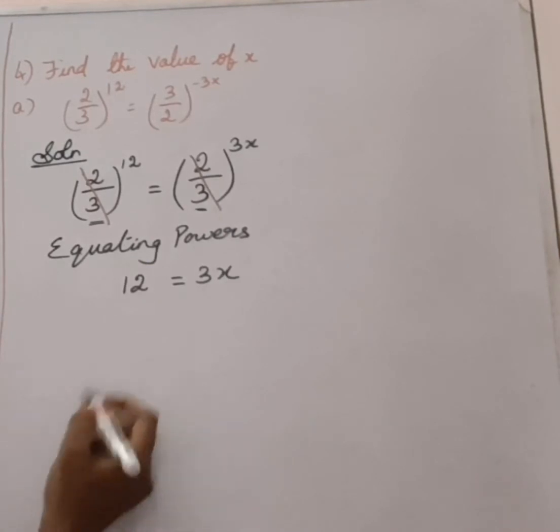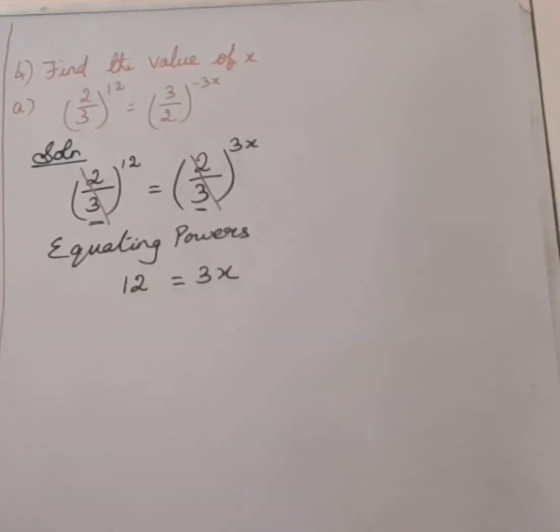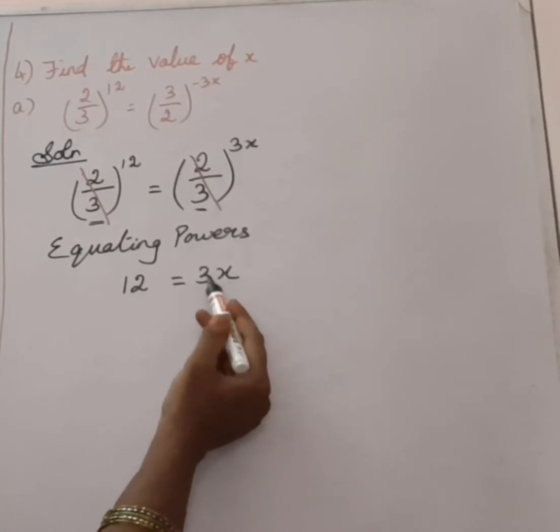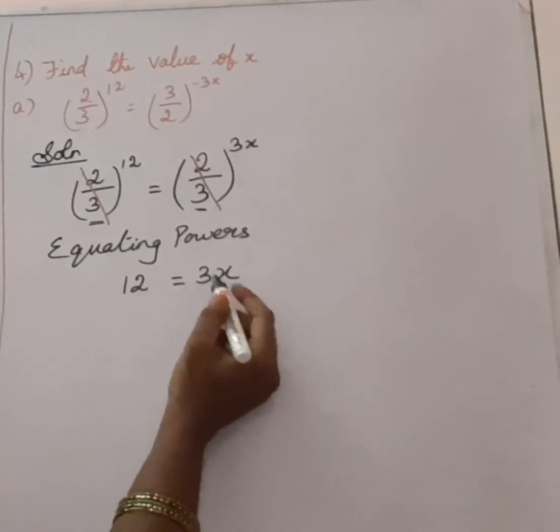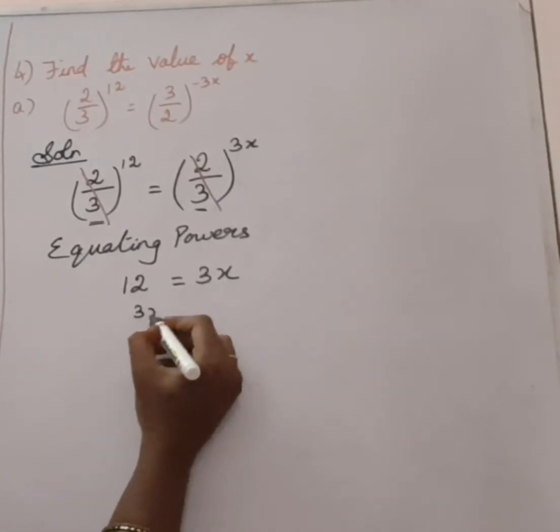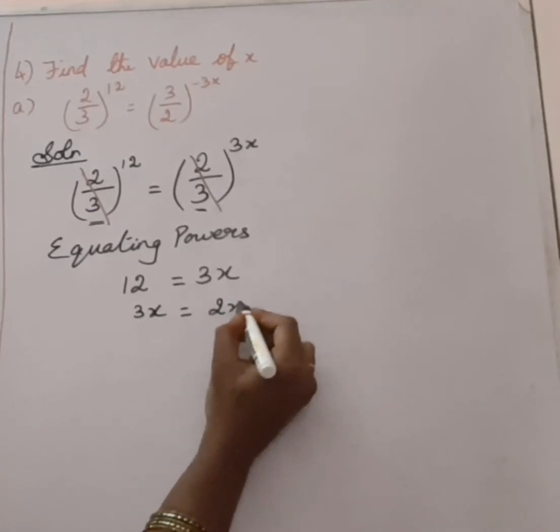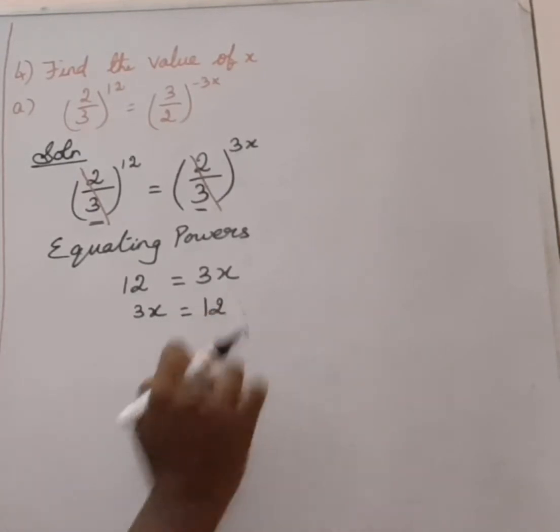Now we have already seen this in the algebraic expressions. How do we get the value of x? Very good. Whatever operation is nearer to the x, we change it to its opposite. The opposite of addition is subtraction, and the opposite of multiplication is division. Here, we write it first: 3x is equal to 12.